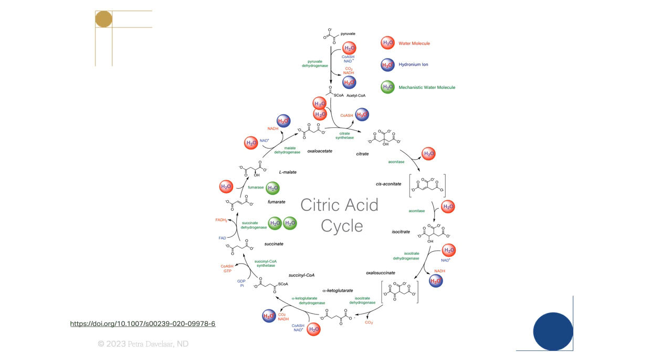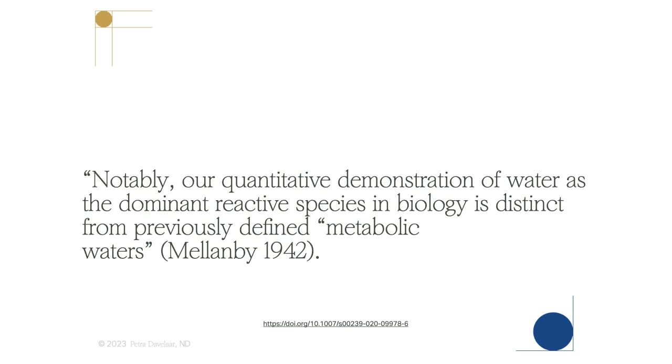This illustration shows the chemical transformations of water by the citric acid cycle. The blues are the protonated water molecules, red, the unprotonated, and green are the water molecules that mechanistically are involved in the reaction. There's water everywhere. Often this is not mentioned in any of the textbooks. So this paper is interesting.